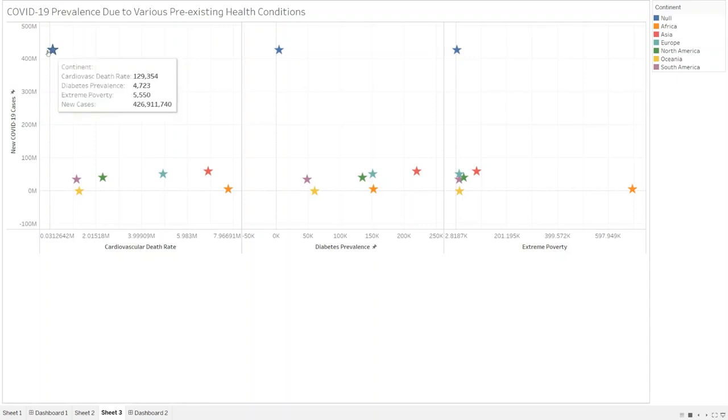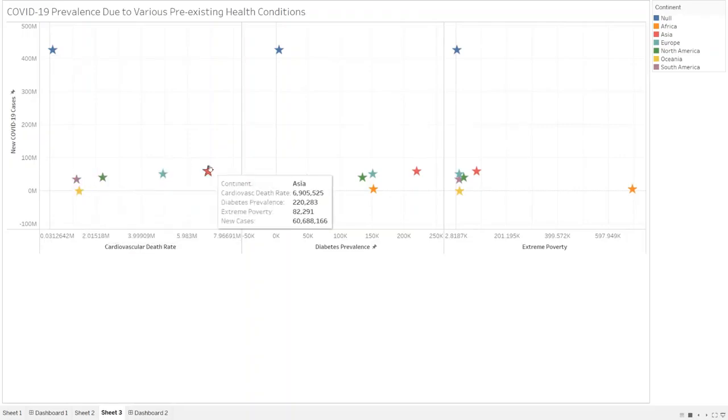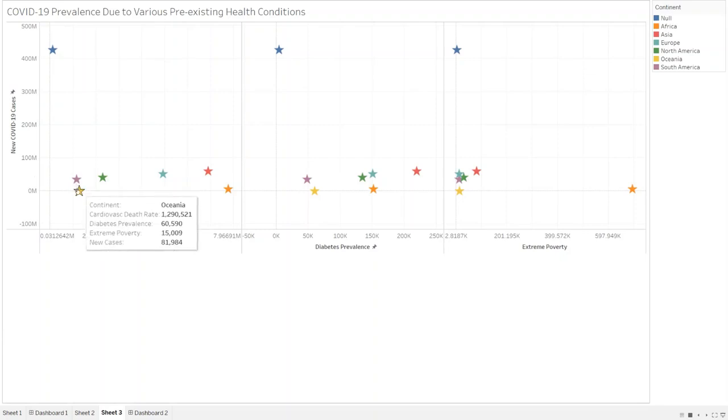The dark blue star includes global data, whereas the 6 other stars include data from South America, Oceania, North America, Europe, Asia, and Africa. The information included in each of these stars is the continent name, cardiovascular death rate, diabetes prevalence, extreme poverty rate, and the new cases.